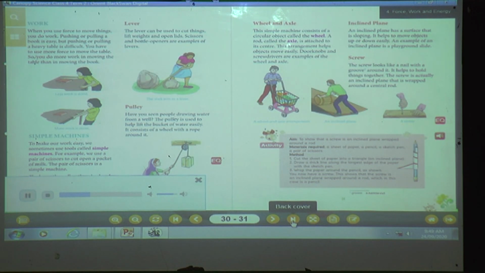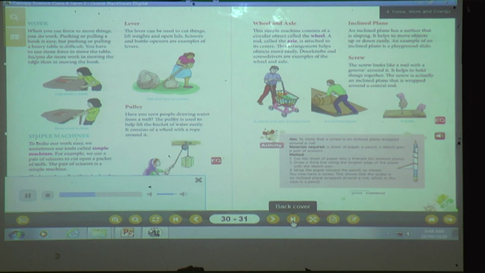Simple machines. To make our work easy, we sometimes use tools or simple machines. For example, we use a pair of scissors to cut open a packet of milk. The pair of scissors is a simple machine. The lever, the pulley, the wheel and axle, the inclined plane, the screw and the wedge are some simple machines.